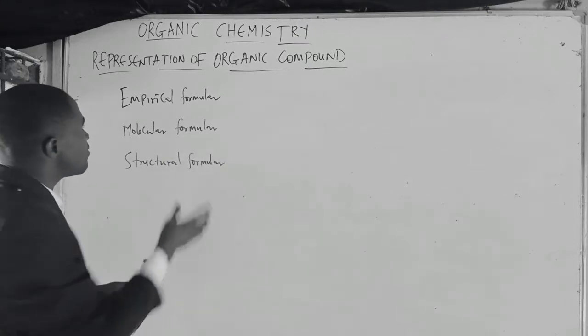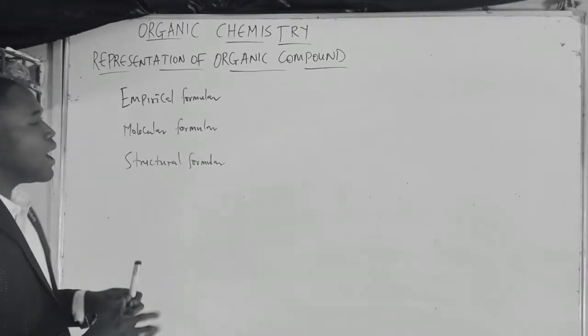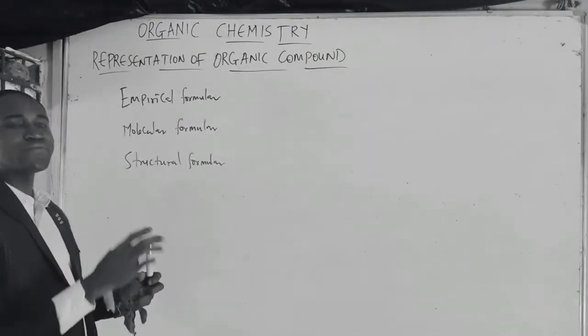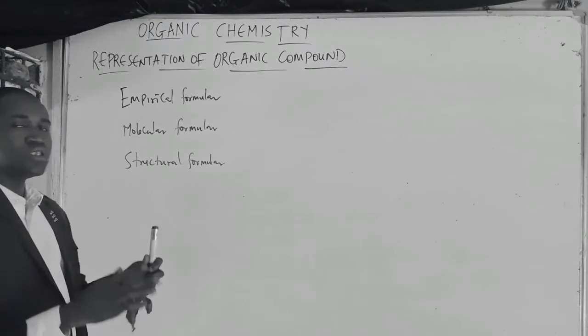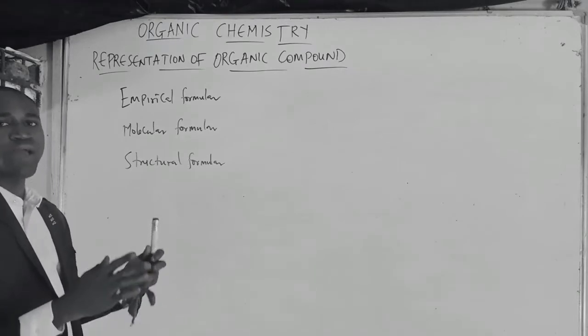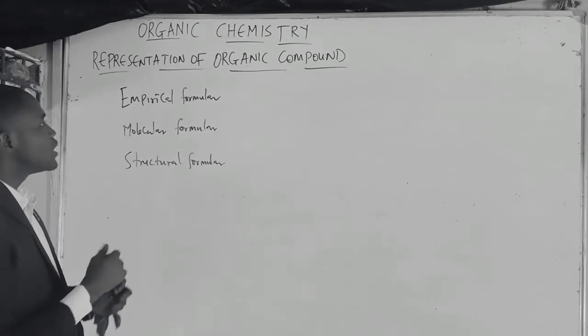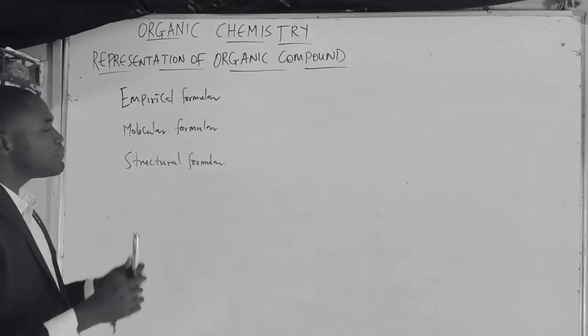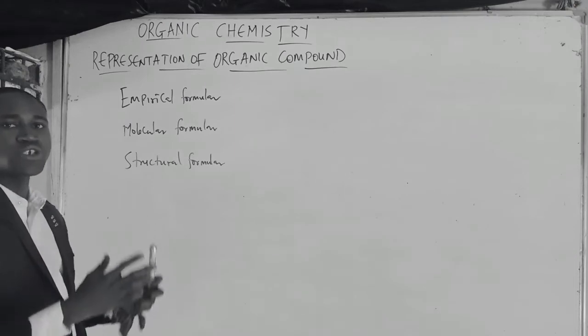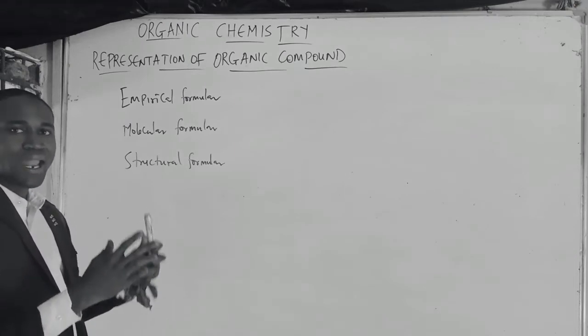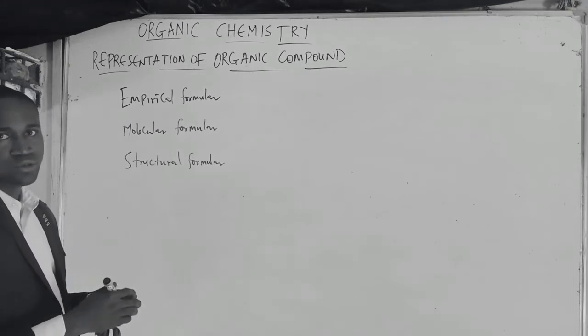Now, what do we mean by empirical formula? Empirical formula is the simplest formula that shows the ratio of atoms of elements present in that compound. I repeat, empirical formula is the simplest formula that shows the ratio of atoms of elements present in that compound.